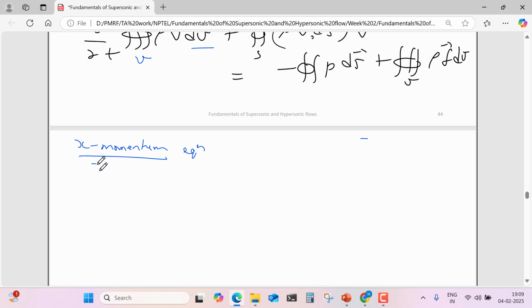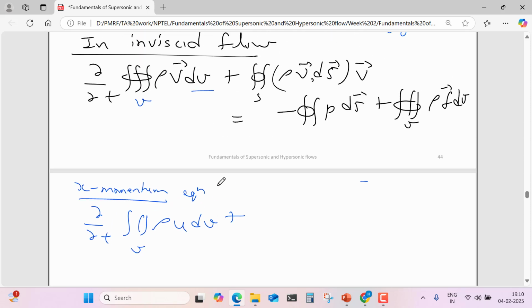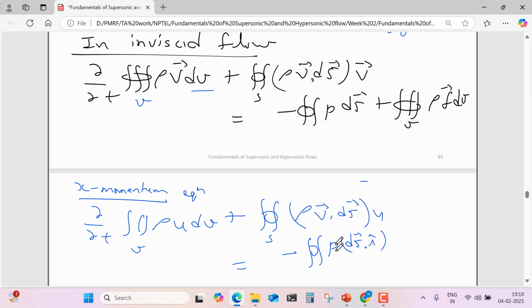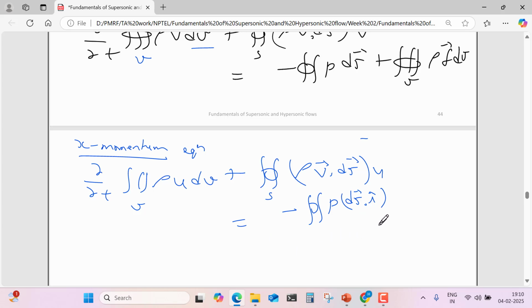So for the x momentum equation, it will become ∂/∂t triple integration ρu dV, where this V is volume, plus double integration over S of ρu V⃗·dS, equal to minus double integration p dS·î, plus triple integration over V of ρ f_x dV.